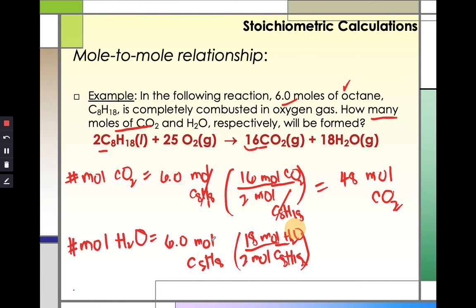So we can cancel the number of moles of octane so that we end up with the number of moles of H2O. That gives us 6 times 18, then divided by 2. So we have 54 moles of water.